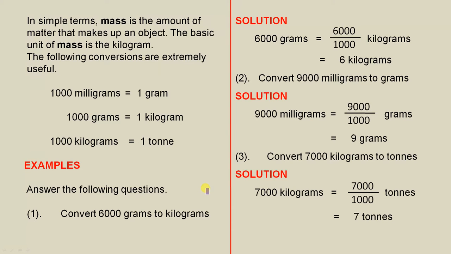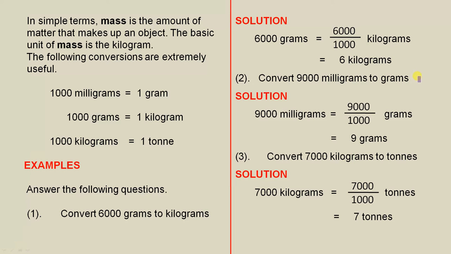Answer the following questions. Convert 6,000 grams to kilograms. The solution? 6,000 grams equals 6,000 over 1,000 kilograms. We divide by 1,000 because there are 1,000 grams in a kilogram. So when we work out that fraction, the answer is 6 kilograms.